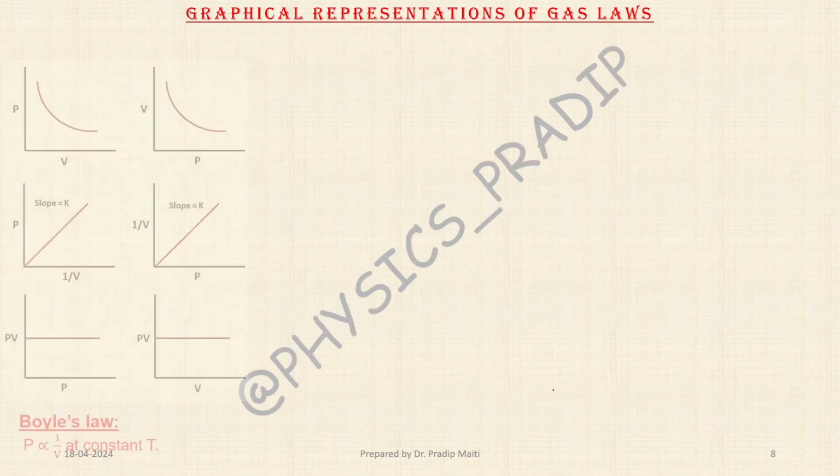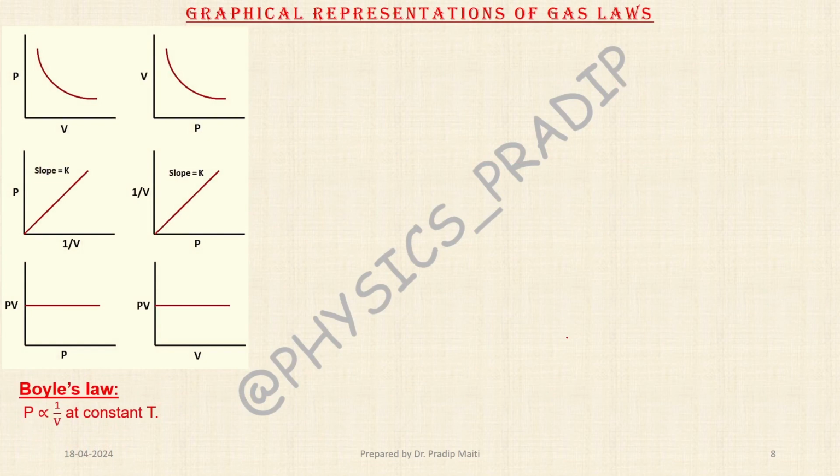Now some graphical representations of the gas laws. First of all, here is Boyle's law. Boyle's law says that at constant temperature, P is inversely proportional to volume. So if we plot pressure versus volume, the graph looks like this. For P versus V, the graph is a hyperbola, and V versus P will be the same.